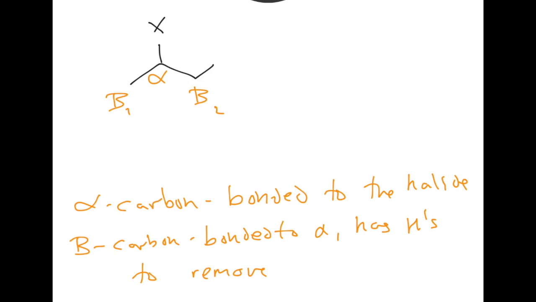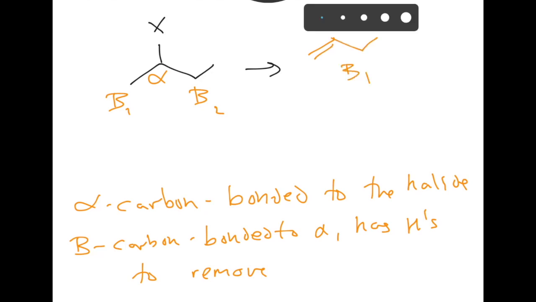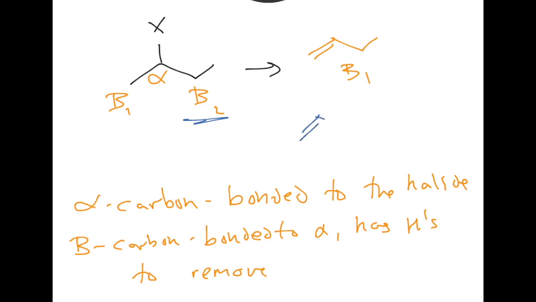If I were to remove the hydrogen from beta 1, I would make the thing I just made. If I remove the hydrogen from beta 2, I get two different products, right? So how do I know which one of these two products I'm going to make? We can predict which product we're going to make from Zaitsev's rule.